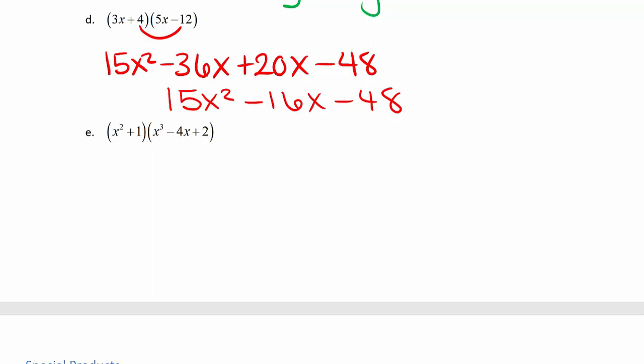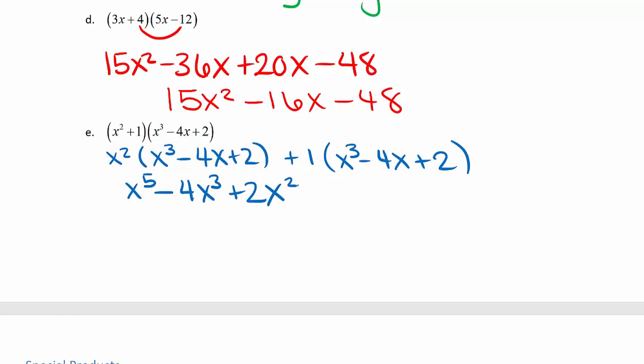Now, if you want to multiply a binomial by a polynomial, like in example E, I don't have an acronym to help us remember this. We're just going to have to write this out the long way. We're going to multiply the x squared by the x to the 3rd minus 4x plus 2. And then we'll multiply the 1 by all three of those terms.